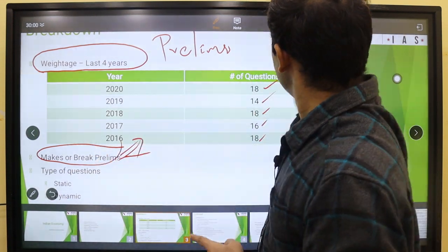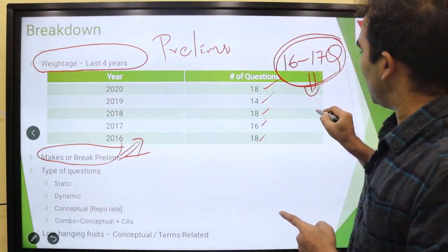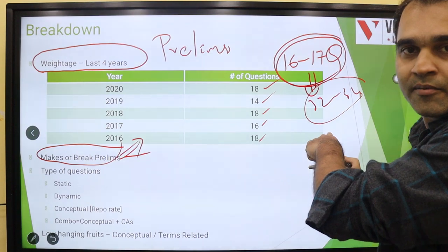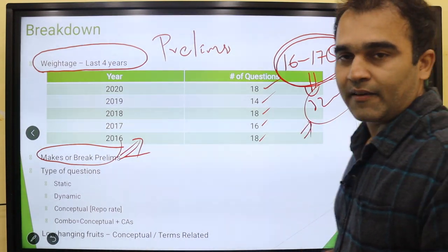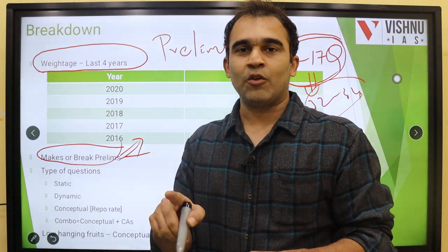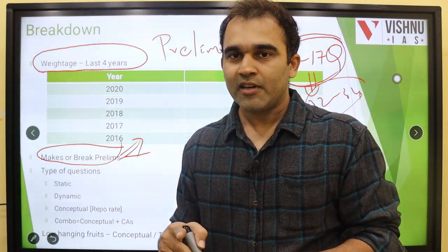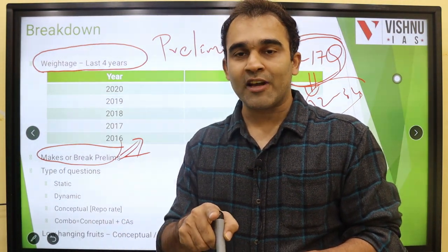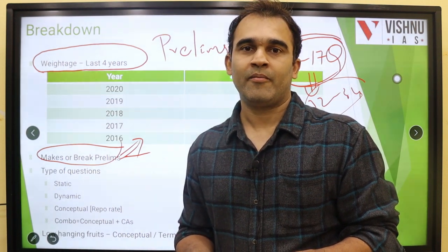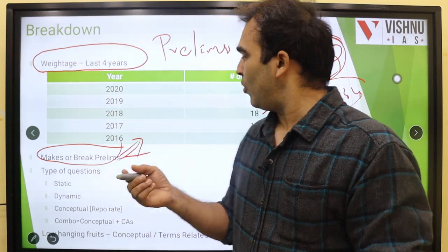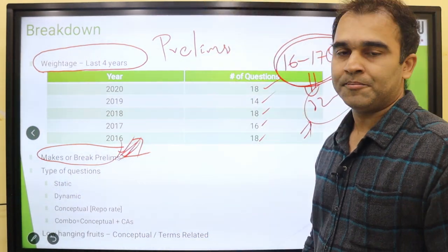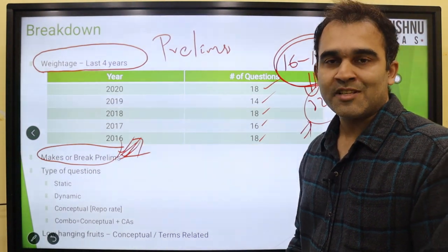Look at it, if there are 16 to 17 questions, there are 32 to 34 marks, and 32 to 34 not net marks. You also need to include negative marking. So for every wrong answer, people think they are only losing 2 marks. Not really. For every wrong answer, you are losing 2.66 marks. So, economy will either break or make your prelims examination.